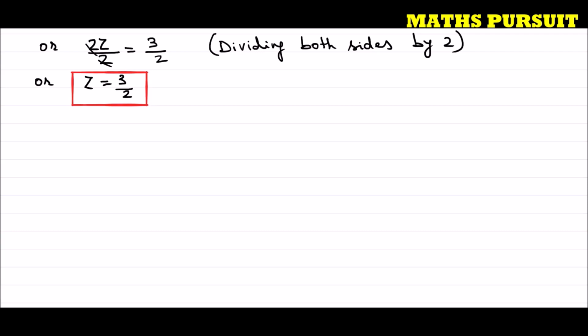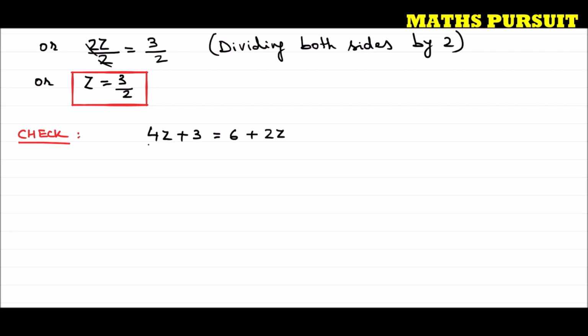Now guys, let us look into the second part of the question. The second part of the question is asking us to check the result. Now, let us check the result. In order to check the result, let us rewrite the given equation: 4z plus 3 is equal to 6 plus 2z.